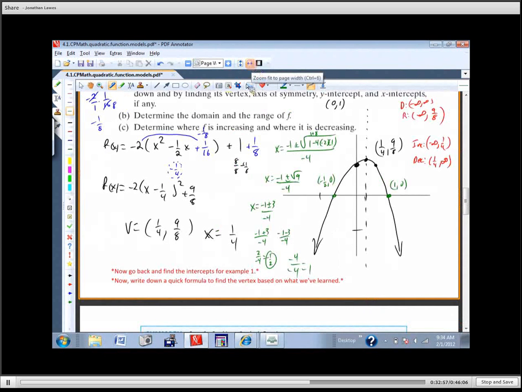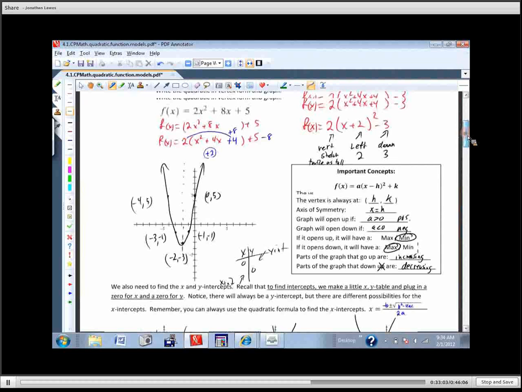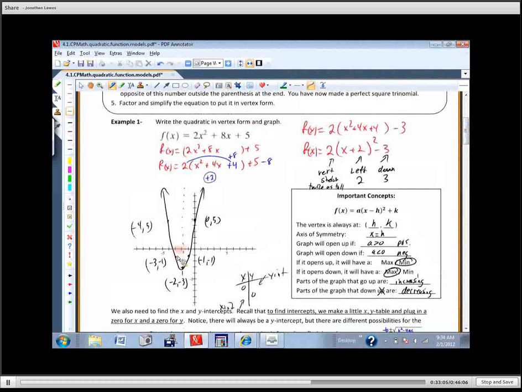Okay. Let's go back and find the intercepts on example 1. So let's come back here. Let's find out where it crosses. Does that factor? Let's see, we could check. Multiply the 2 and the 5 together. That's a positive 10. Can you find two numbers that multiply to be positive 10 that combine to be 8? Nope. So you've got to use the quadratic formula.